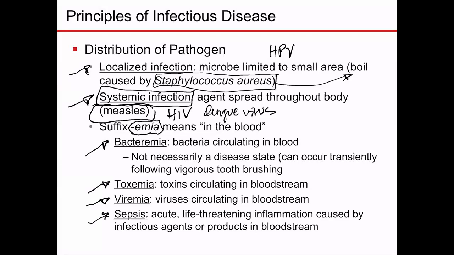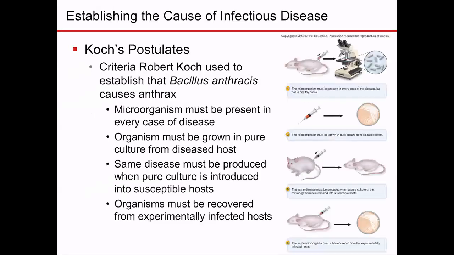Sepsis, we're going to be talking about septic shock in the future. But sepsis basically is an acute, life-threatening inflammation that could be caused by different infectious agents or by products of those infectious agents that are circulating in the bloodstream. But it's basically a severe inflammation process. Now, we are done with this part of going through some key concepts related to infectious diseases.